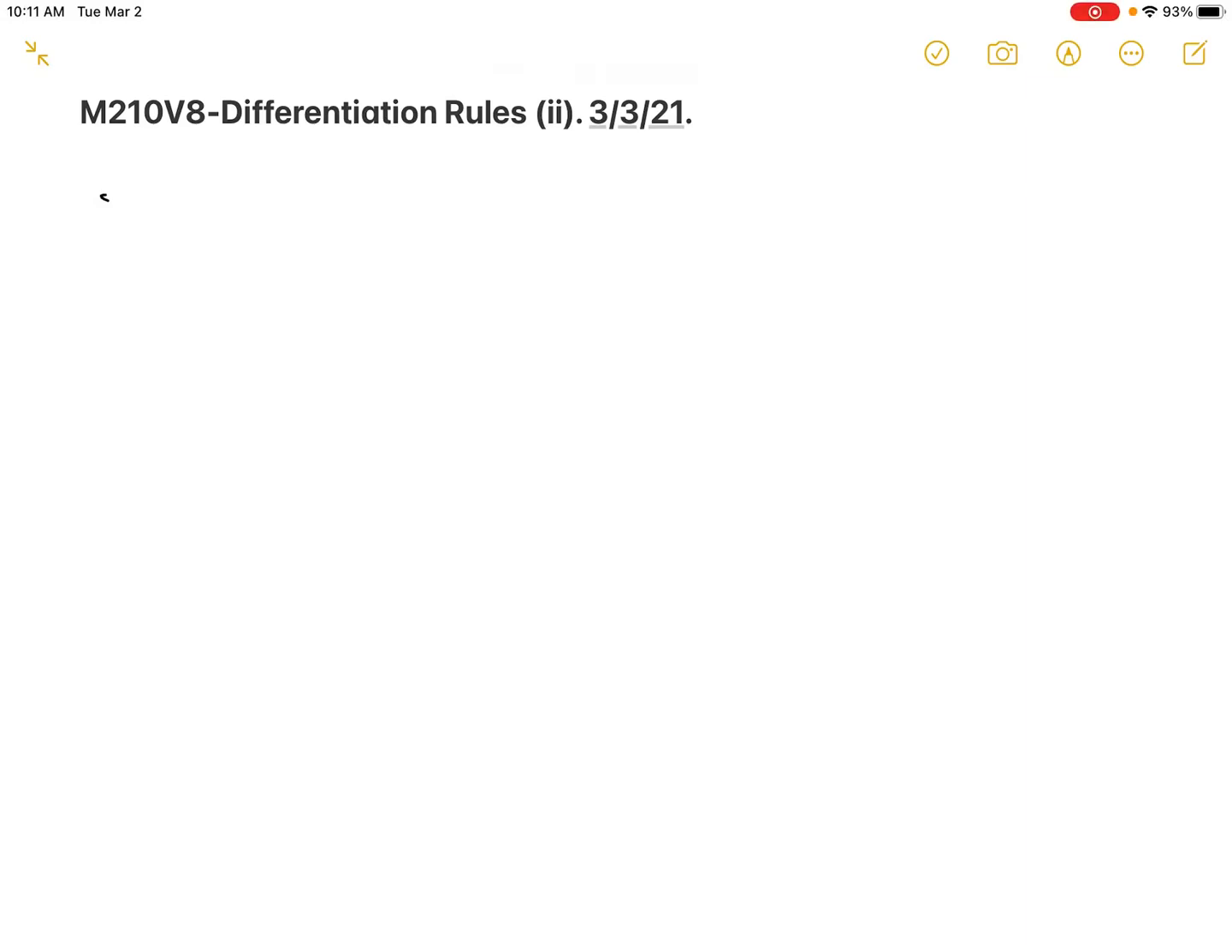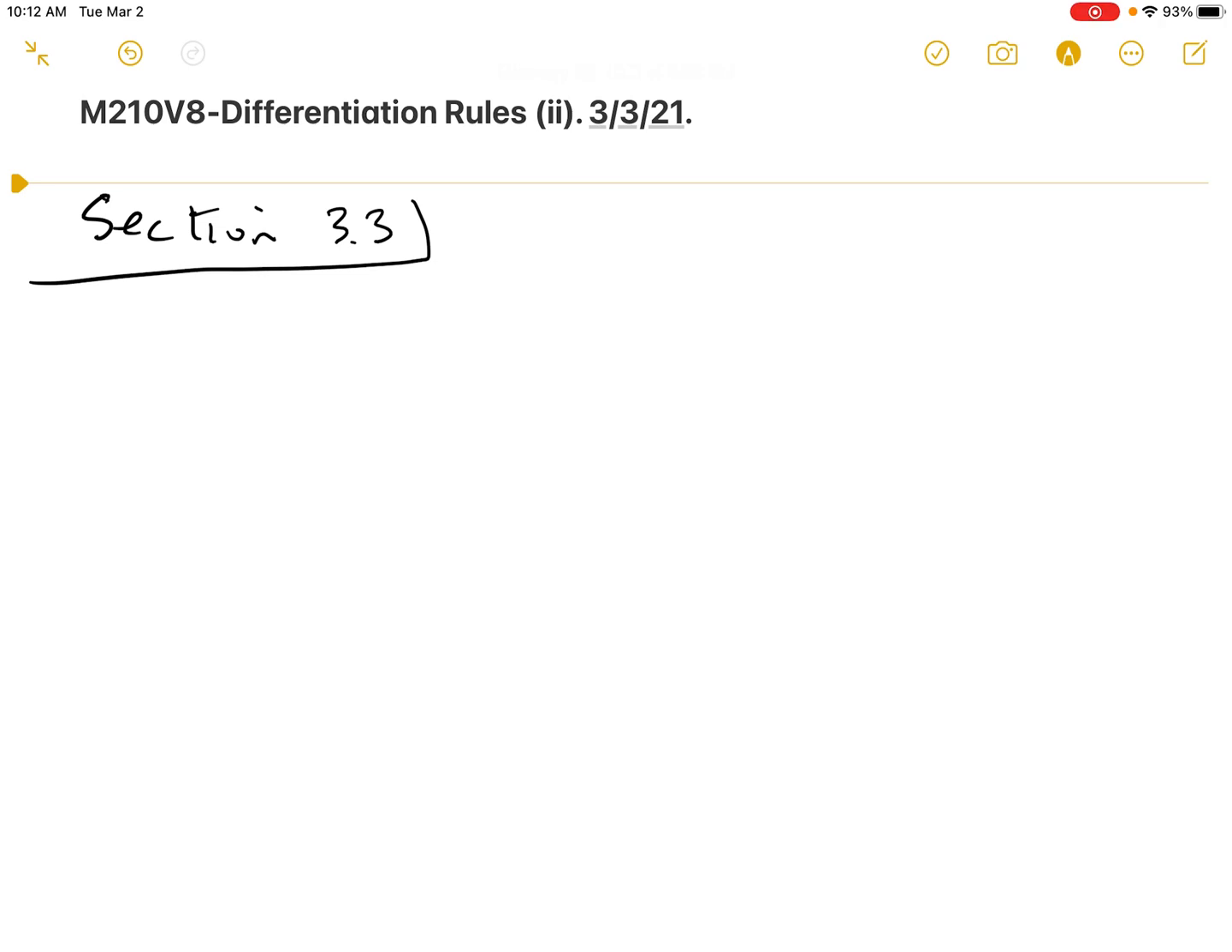All right, here we are. It's part 2 of differentiation rules. This is from section 3.3 in the book, and here's where we finally leave the limit definition and finish out all these rules that we can just use whenever. And so let's do a little recollection here.